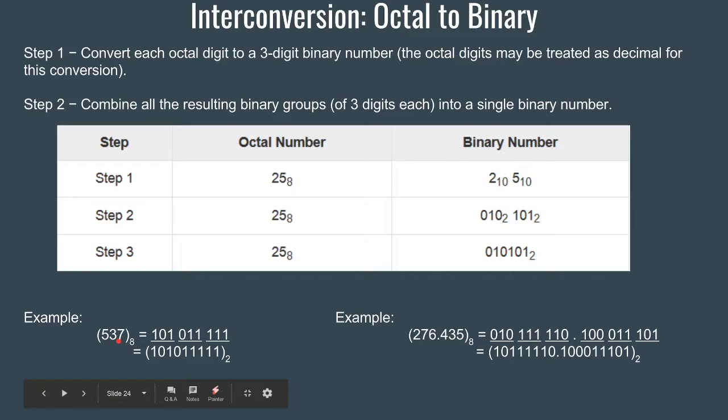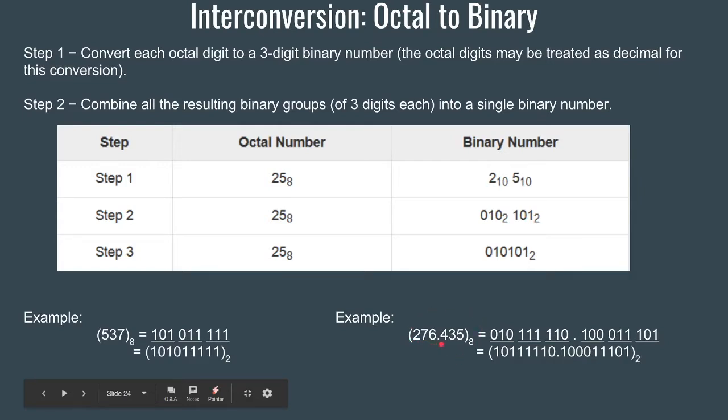Let's take a look at this example. We have 537 and we have to convert it into binary. So according to the first step, we first convert each octal digit, that is 5, 3 and 7, into its equivalent binary form. The binary of 5 is 101, 3 is 011 and 7 is 111. And now as per the second step, we just combine them. After combining we get 101011111 and that is your equivalent binary number. That's quite simple.